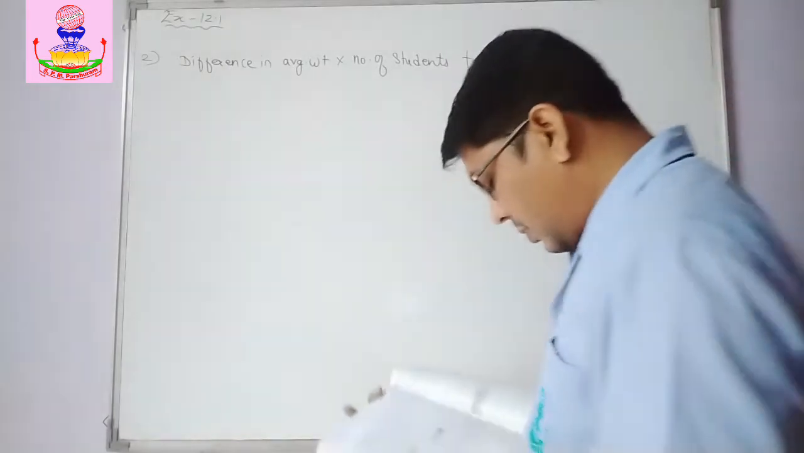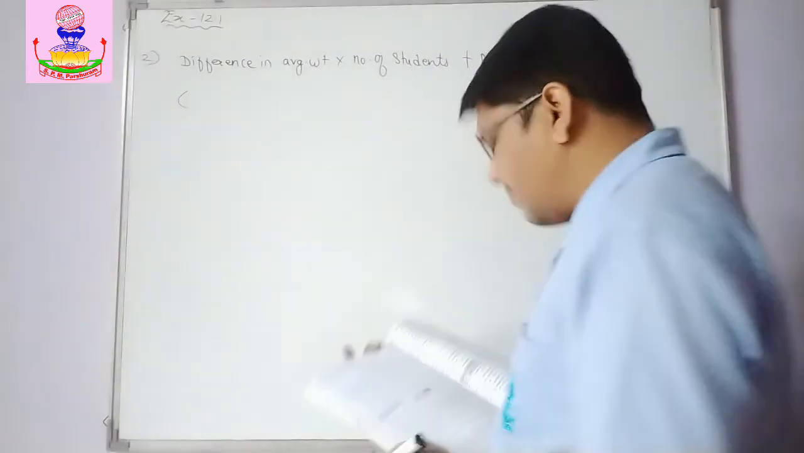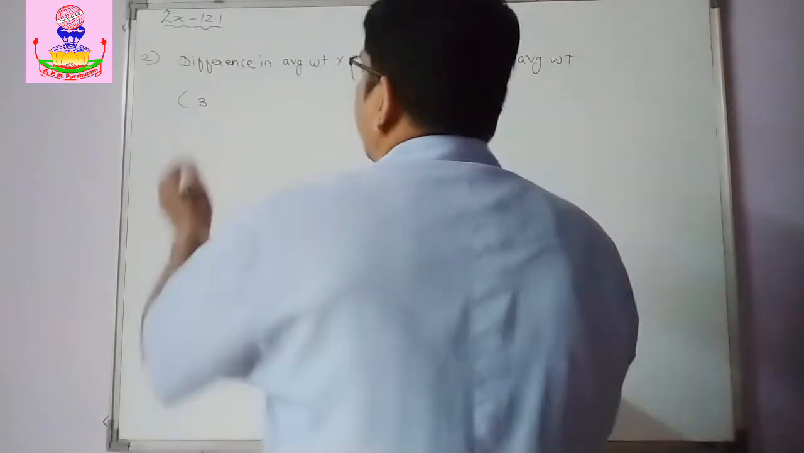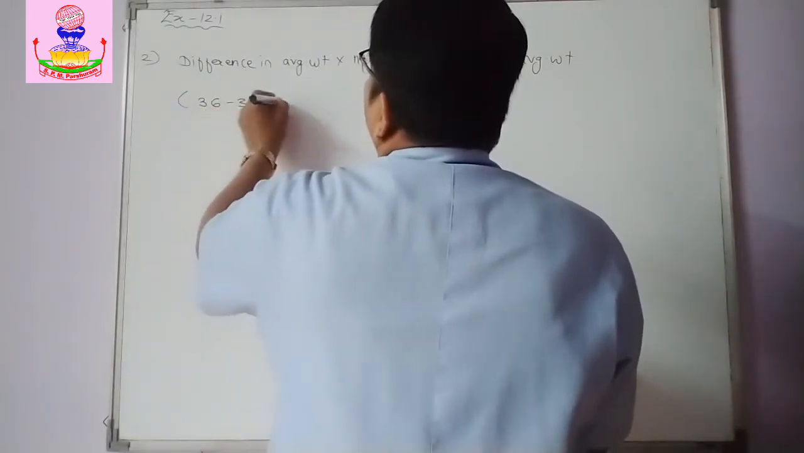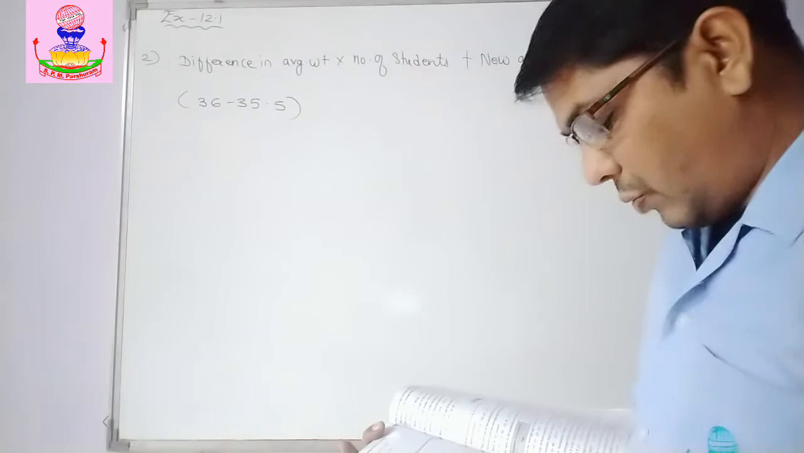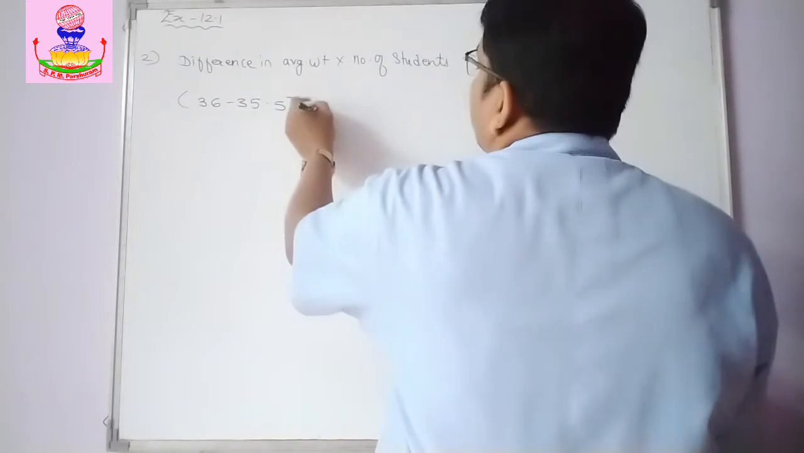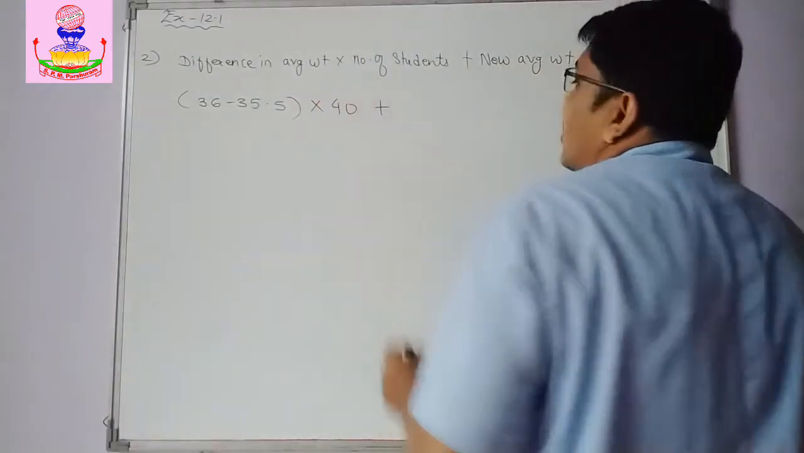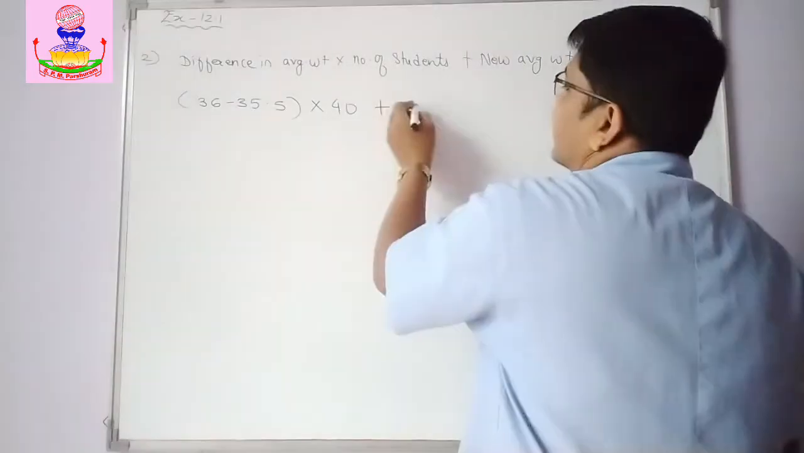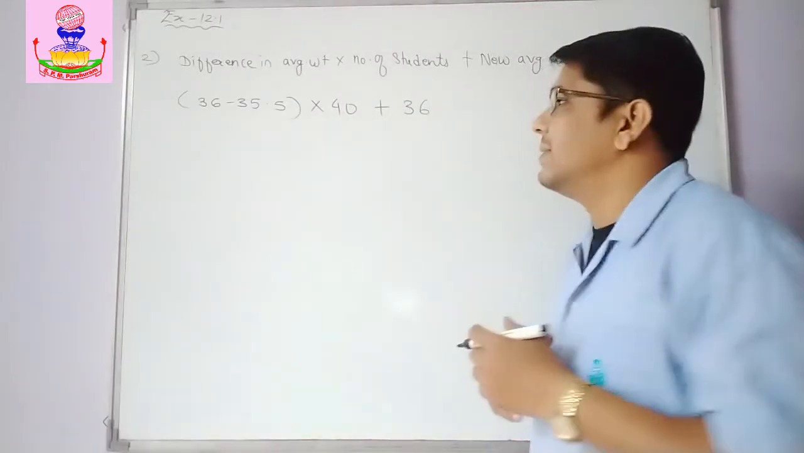So first, difference in average weight: 36 kg minus 35.5. Okay, so new average weight was 36 and the average weight of 40 students was 35.5, into number of students, so there are 40 students, plus new average weight. Now new average weight is 36, right? If you solve this, you get the answer.